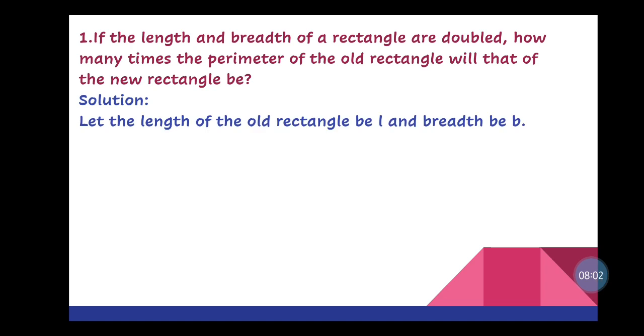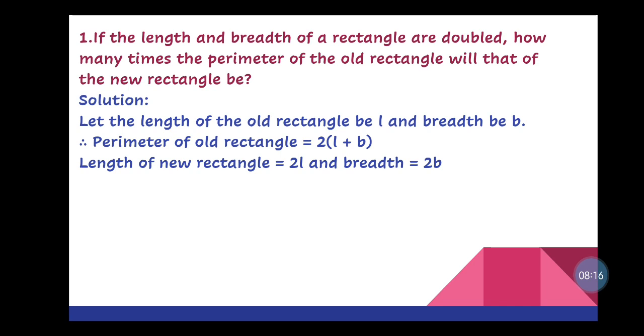Let the length of the old rectangle be L and breadth be B. Therefore, the perimeter of the old rectangle is equal to the formula 2 into (L plus B). Now let us see the new rectangle. The length of the new rectangle is equal to 2L. Why 2L? Because it is said that it is doubled, so we are taking twice L.